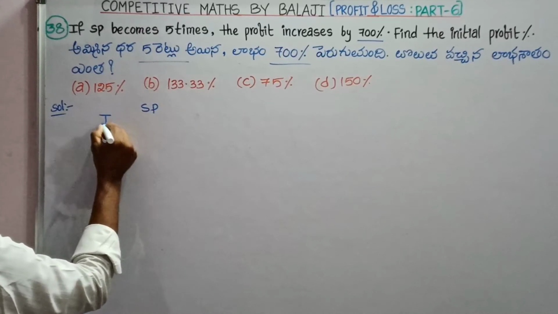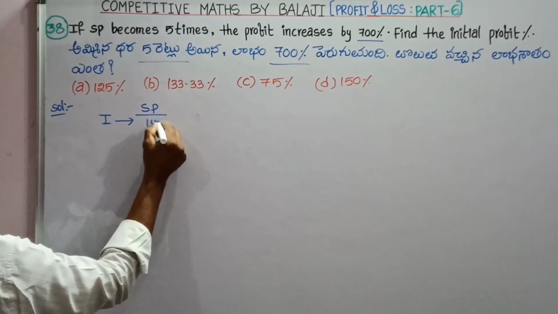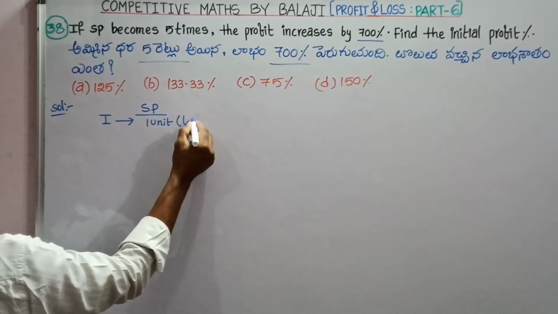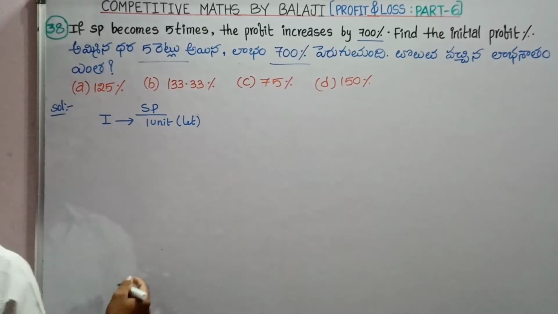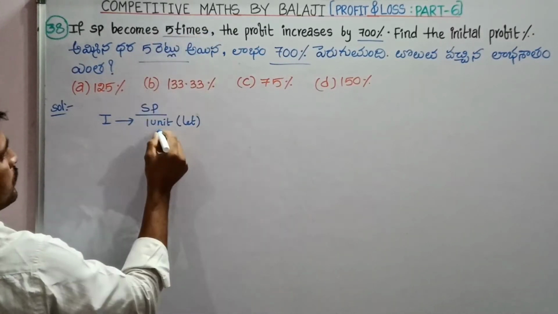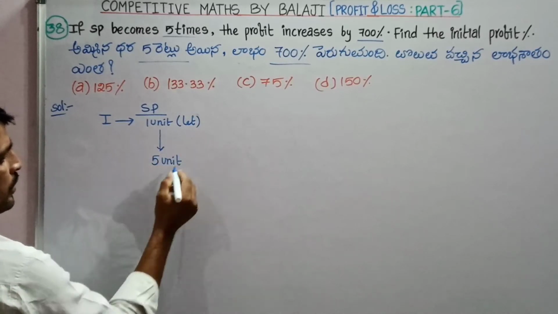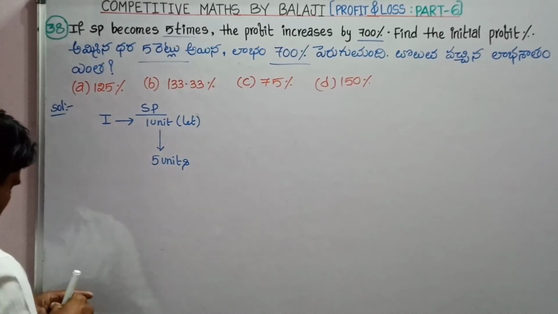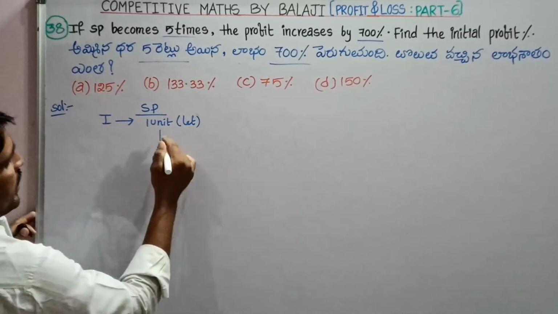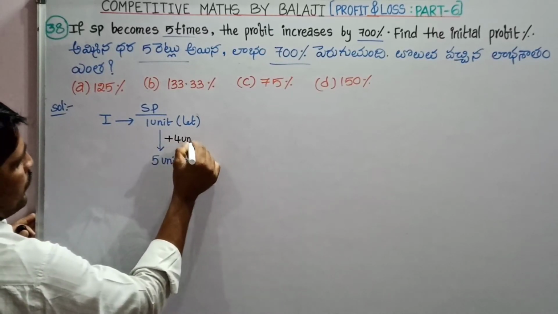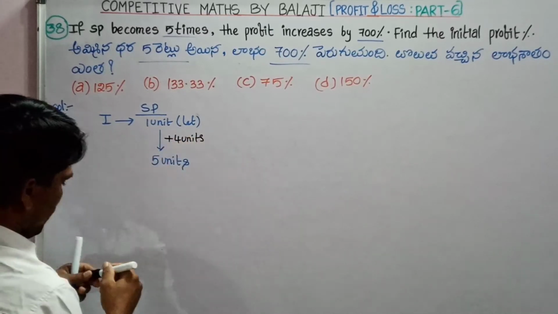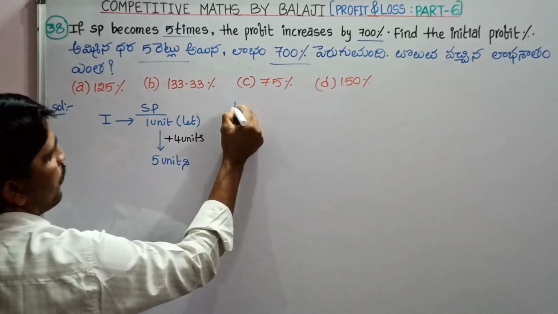Let initial SP be 1 unit. This is our assumption. When it becomes 5 times, then it is equal to 5 units. 5 times of 1 is 5 units. That means there is a 4 units increase in SP. Then what is profit?